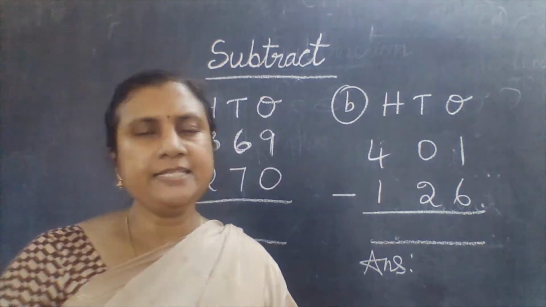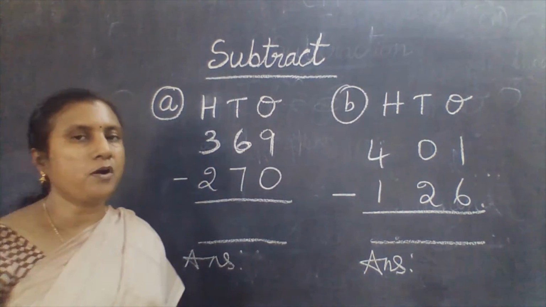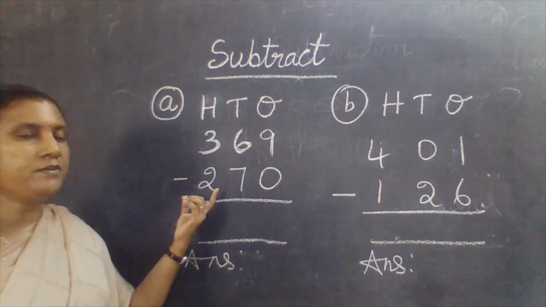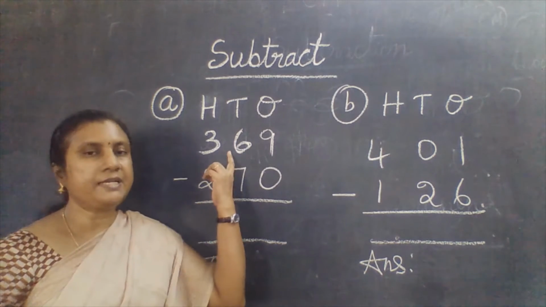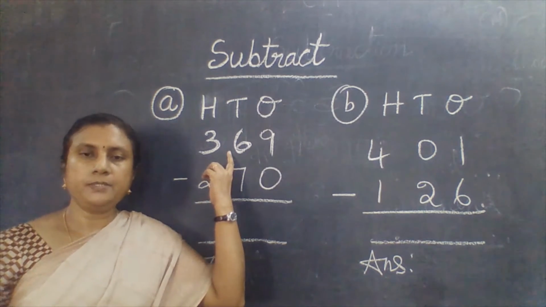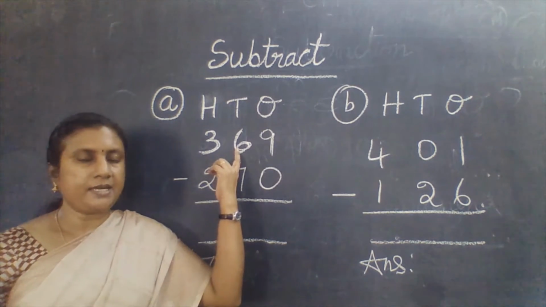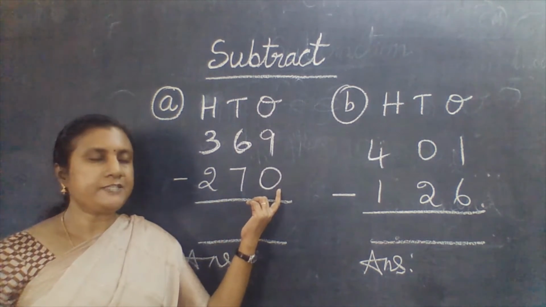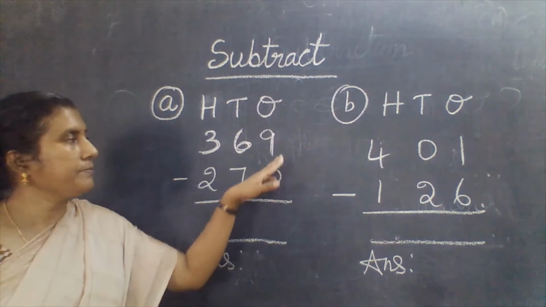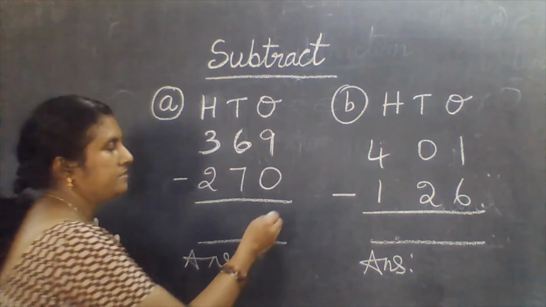Let's see some sums based upon this borrowing property. Here we have to separate 270 from 369. Is it possible? Yes, it is lesser than 369. And we have to start from ones place. Here we have 0 to separate from 9. 9 minus 0 is 9.